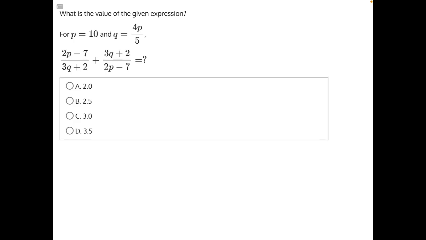To solve this question, we're going to need to substitute in our variables for p and q. But before we do that, let's simplify our value of q. Q is equal to 4p over 5, and we know the value of p, so we can substitute 10 in for p here. And that will make q equal to 4 times 10 over 5 instead of 4p divided by 5. And now we can simplify.